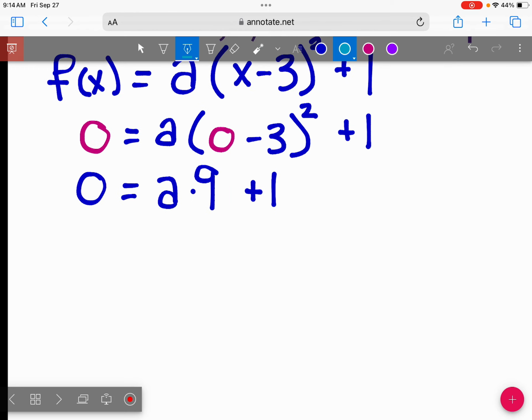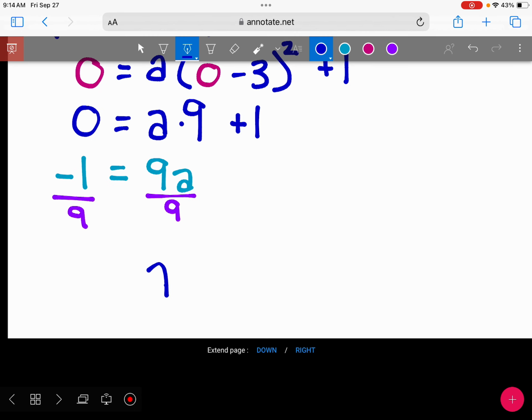Subtract 1. So I have my negative 1 equals a times 9, or 9a. I'll switch it here. Still trying to figure out what a is. What do we need to do? Divide by what? 9. So what's our a? Negative 1/9. Thank you. So our a is negative 1/9 here.